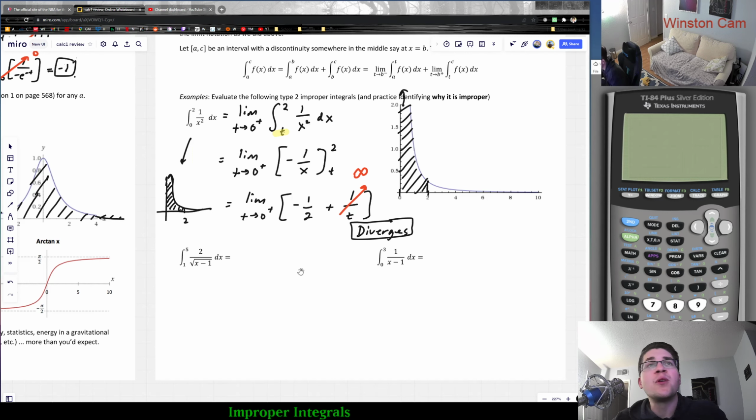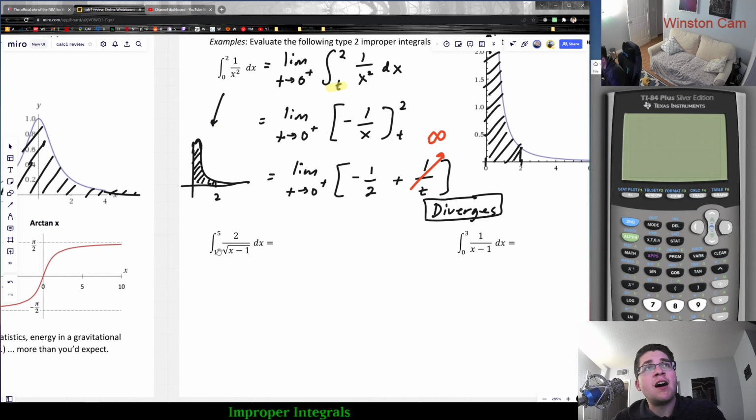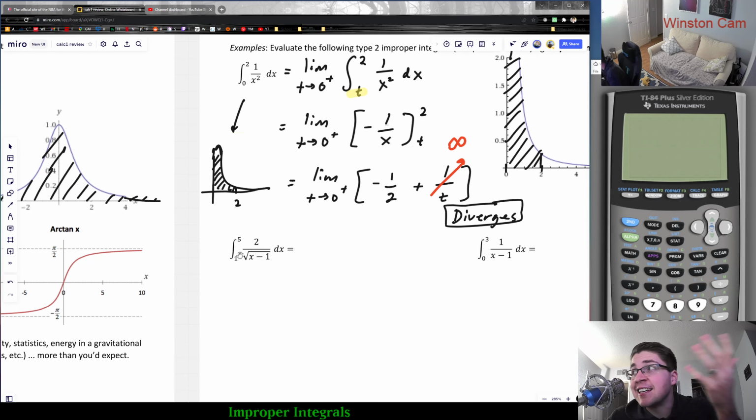Let's do a few more examples of improper integrals type 2. So looking at the next example in our packet, what you might notice starting off, and this is something to look for on the exam, because there will be improper integrals on the exam, is whether there is a discontinuity or a problem with the boundaries.